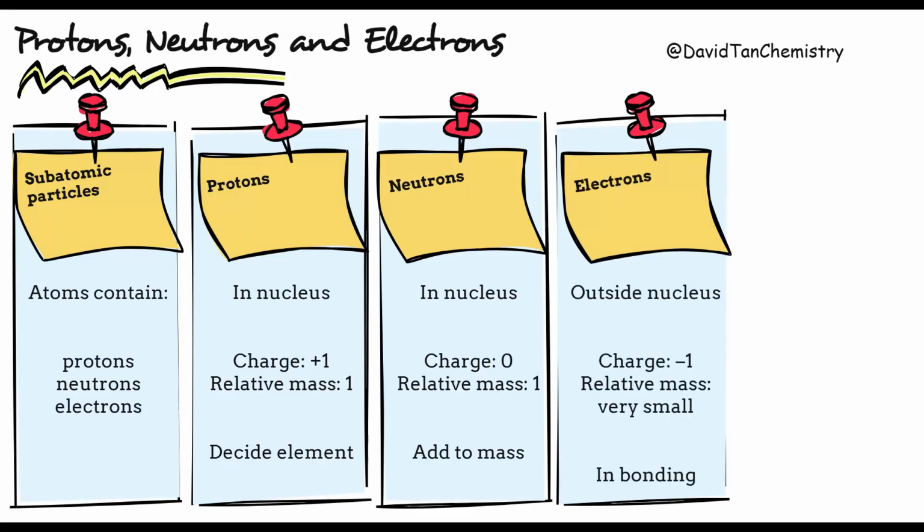Electrons are found outside the nucleus. Each electron has a charge of -1. Compared with protons and neutrons, electrons have a very small mass. So, at this level, we usually treat the mass of an electron as negligible. Electrons are extremely important in chemistry because they are involved in bonding. Atoms can lose electrons, gain electrons, or share electrons.